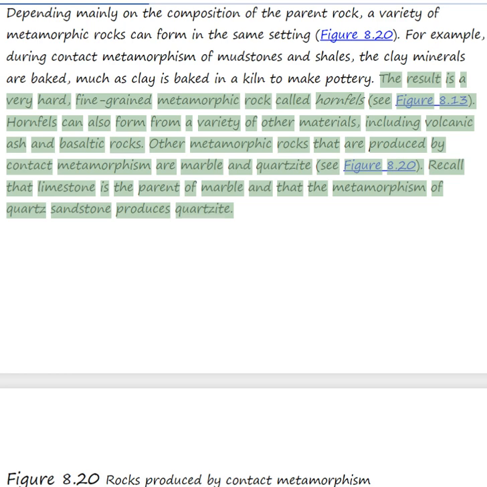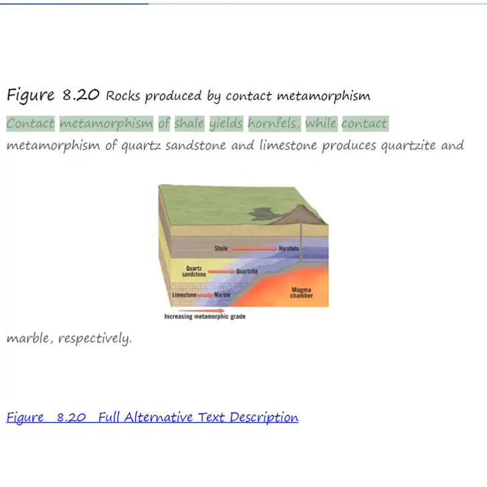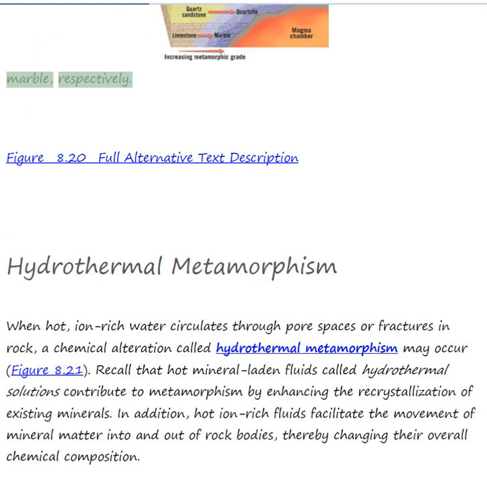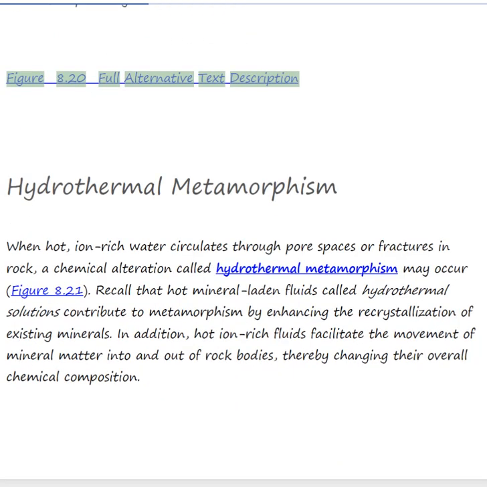Other metamorphic rocks that are produced by contact metamorphism are marble and quartzite. Recall that limestone is the parent of marble and that the metamorphism of quartz sandstone produces quartzite. Contact metamorphism of shale yields hornfels, while contact metamorphism of quartz sandstone and limestone produces quartzite and marble, respectively. Figure 8.20 Full alternative text description.